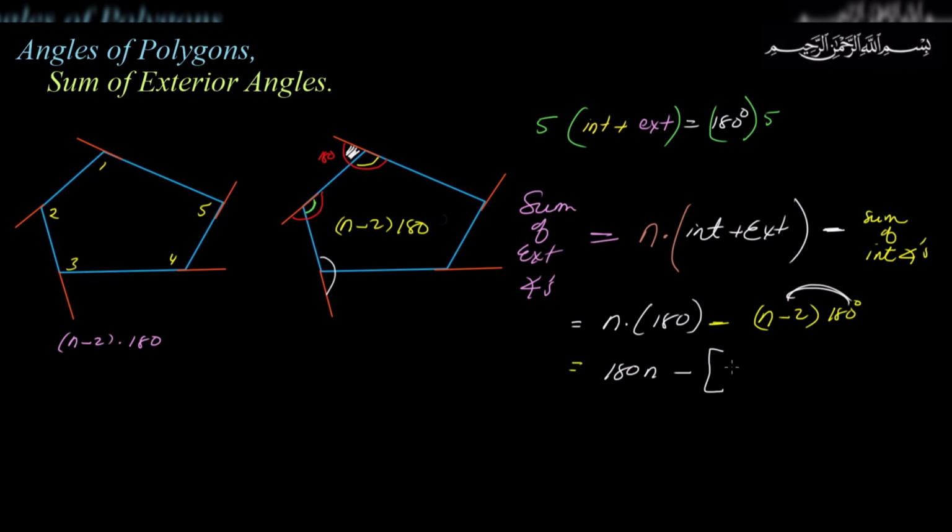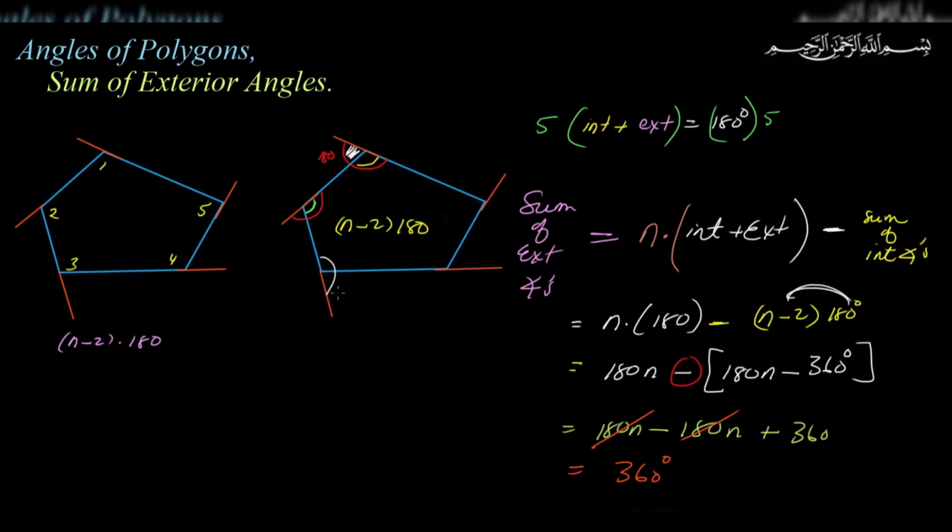So 180n minus 2 times 180 is 360 degrees, like that. You have to make sure you distribute this negative sign here, okay? When you distribute the negative sign, you have to be very careful. You get 180n minus 180n, and negative times negative will give you positive. So if you distribute that, positive 360 degrees. Well, that's easy. Now you can look at this. These two cancel, and the sum of the exterior angles is 360 degrees.